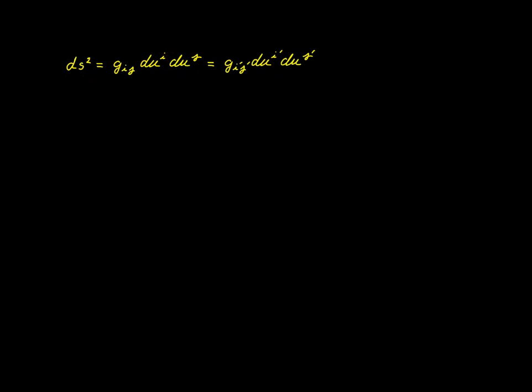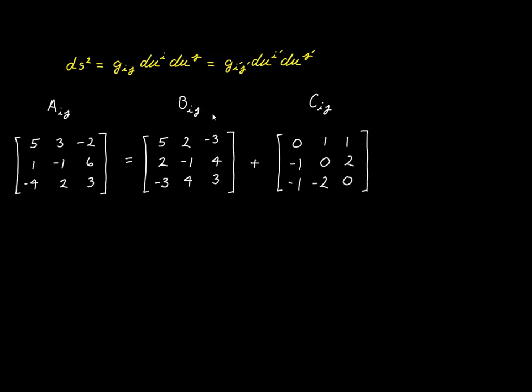Now, in every case so far, the metric tensor has proven to be symmetric. Is that the case here? Well, consider this. Any second-rank tensor can be decomposed into the sum of two tensors, one being symmetric and the other antisymmetric. In this example, B_ij is symmetric, and C_ij is antisymmetric.